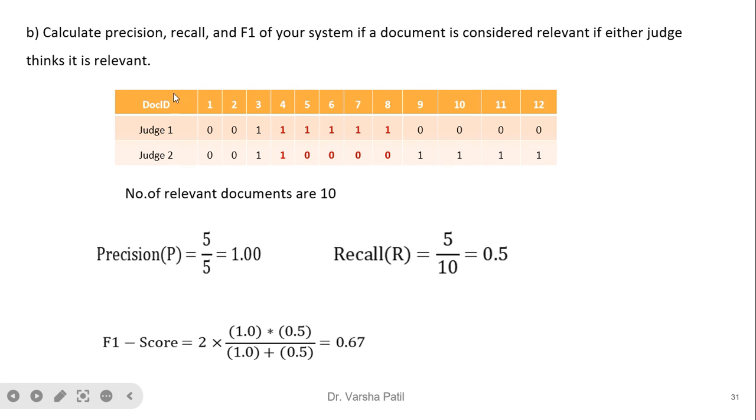Now here we check whether the document is relevant if either one of the judges agrees. So we take the combinations with a 1. When we observe all 12 documents, we can see that only these two are non-relevant, and all others are relevant. So the total number of relevant documents is 10. Out of that, 4, 5, 6, 7 get retrieved, so 1, 2, 3, 4, 5. The denominator is 5 and all are relevant, so precision is 5 by 5 and recall is 5 by 10.